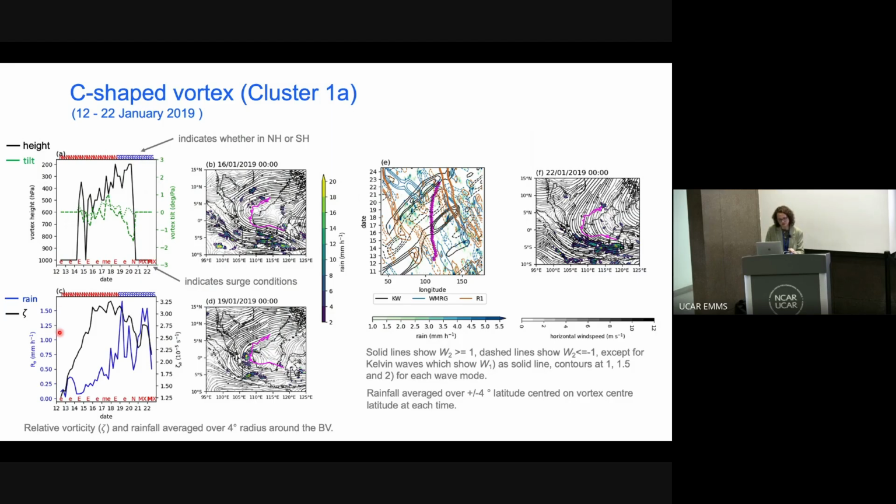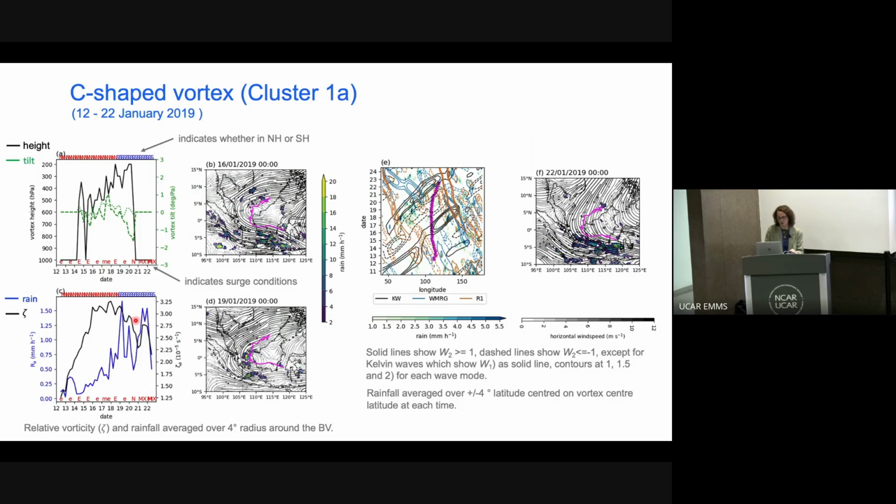At the bottom, you see the equivalent plot, but this time we have the relative vorticity following the vortex in the black line, and it's during its whole lifetime. And you can see the precipitation throughout the lifetime. And we can see the peak at the beginning and then two more substantial peaks later on in the lifetime.